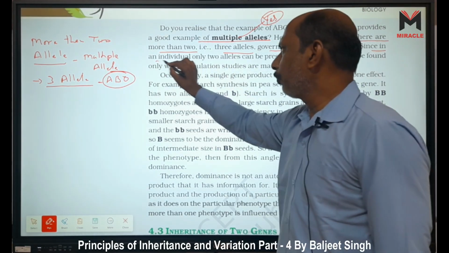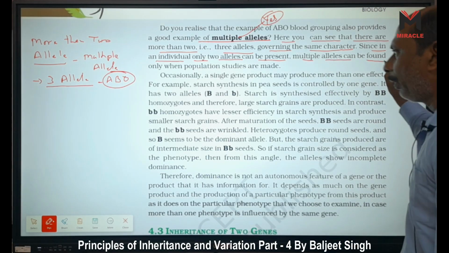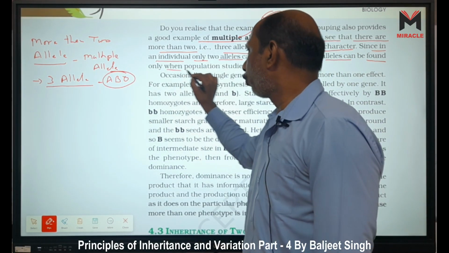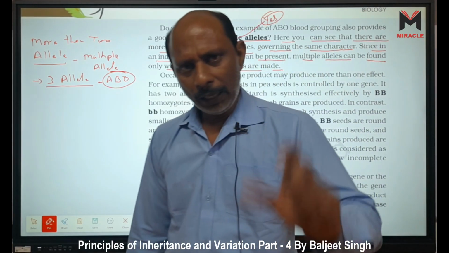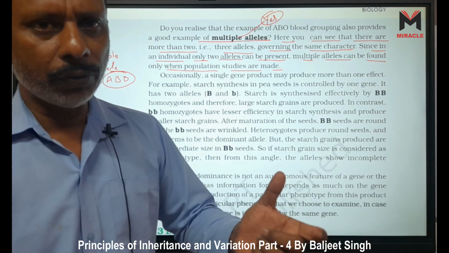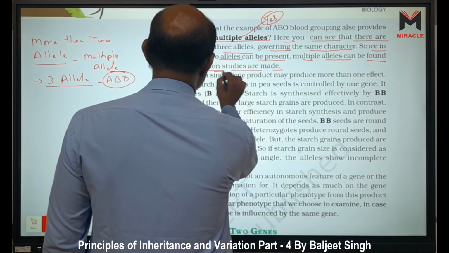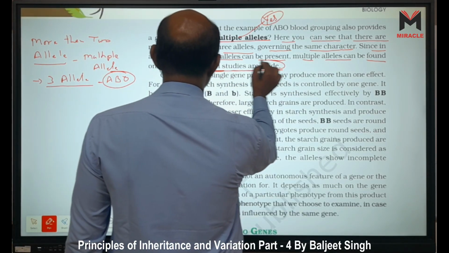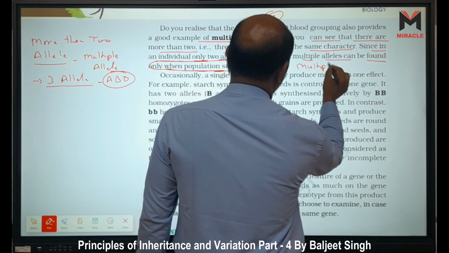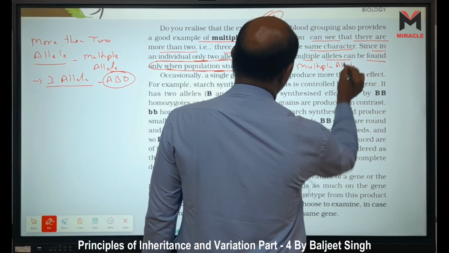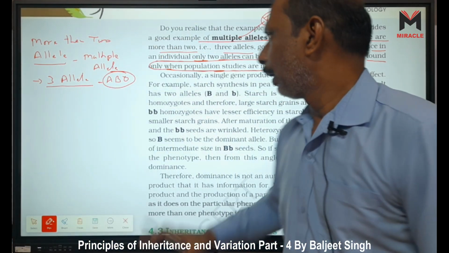Since in an individual only 2 alleles can be present, multiple alleles can be found only when population studies are made. What do you mean by population? Look here, an individual, and when more than one individual is there, then it is called a population. So when population studies are made, then we understand multiple alleles.